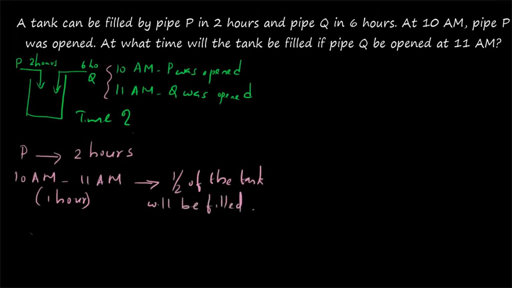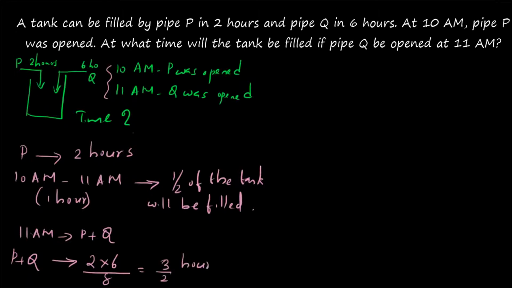Then at 11 am, P and Q both are working together. From 11 am onwards, both P and Q are working together. When P and Q are working together, what is the total time taken to fill the tank? It will be the time taken by P, 2, into the time taken by Q, 6, divided by the time taken by P plus the time taken by Q, which we had done already: xy divided by x plus y. So 2 into 6 divided by 8, which is 12 divided by 8, which is 3 by 2 hours.